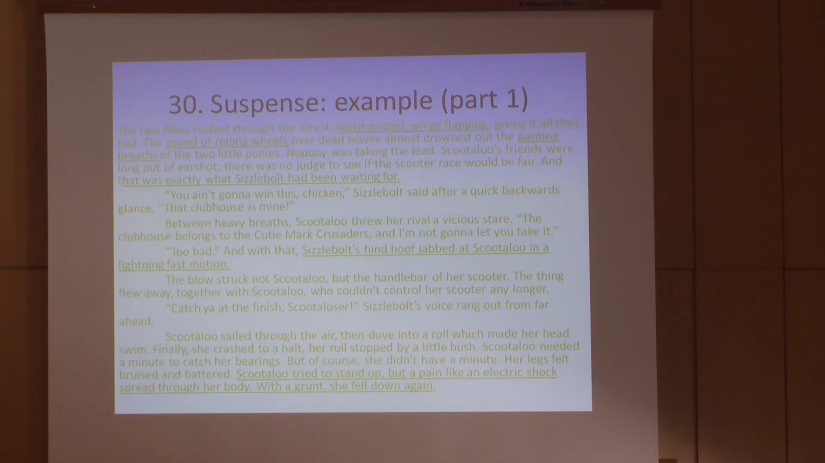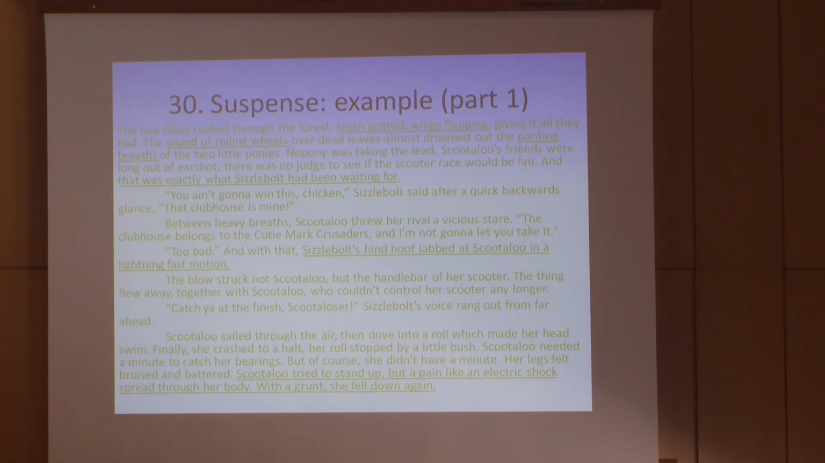So, let's see what we have here. I underscored this part. We have teeth gritted, wings flapping, and the sound of rolling wheels. Those are details you describe to slow down the time and make it last longer. In reality, it's only a few seconds, but you use many words to make it last longer.